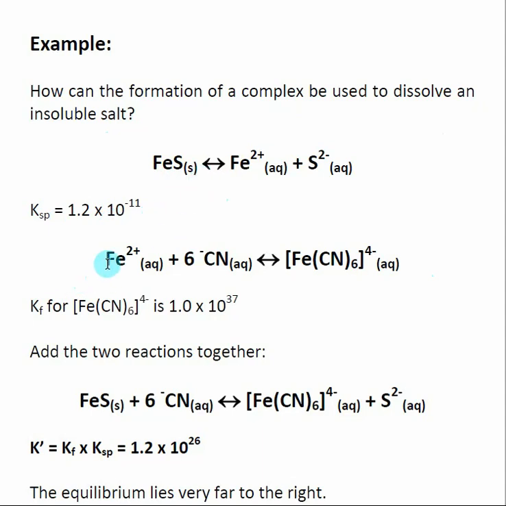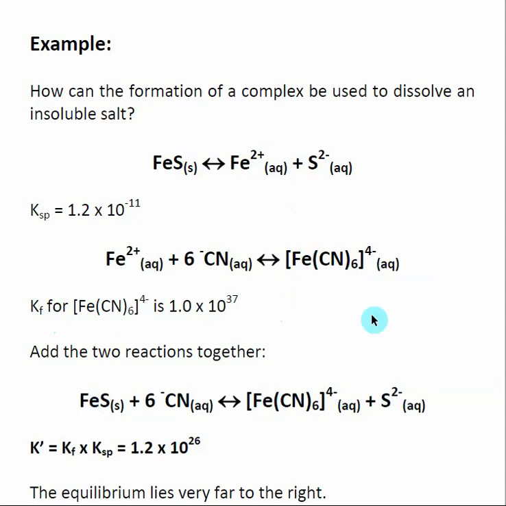As we already know, iron 2 plus can react with cyanide to form a complex, and the K sub F for the formation of that complex is 1 times 10 to the 37th. Now let's look at what happens when we combine these two reactions together. In this case, the two reactions can go without any further manipulation. So if I add this reaction to this reaction, I get this third reaction here.